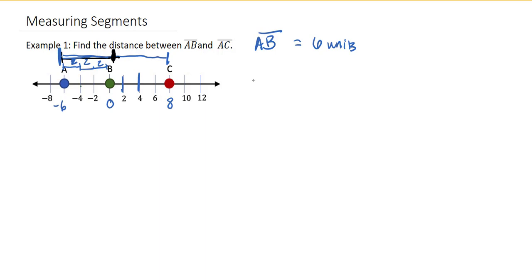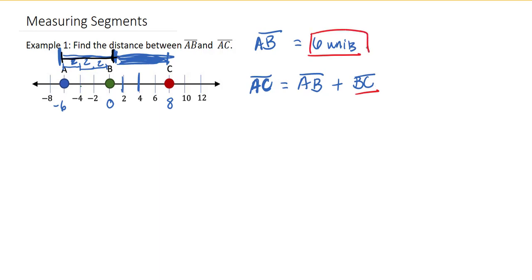Now, if we're looking at the segment AC, one thing we can do is add AB plus the segment BC. This would also be a segment BC. So if we add up these two segments, the first segment and then this second segment right here, that would be equal to the segment AC. We do know what AB is, because we know it's 6 units because we already solved for it. So all we need to do is solve for BC.